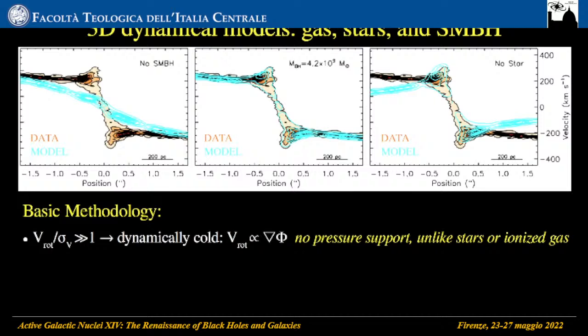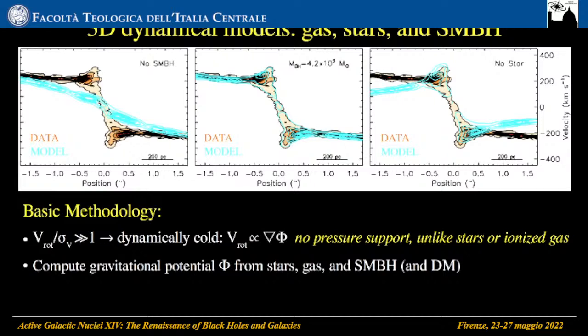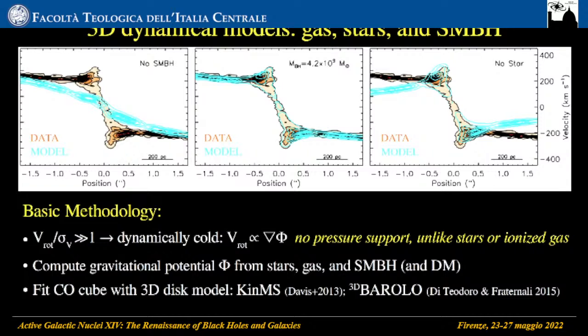And the only thing that we need to do is to compute the gravitational potential from the stars, the gas, and the black hole. In principle, we can also add a dark matter halo, but this is typically strongly subdominant in the nuclear parts of massive galaxies. And then we can make a fit to the CO cube using several software packages, for example, KinMS from Tim Davis or 3D Barolo from Di Teodoro and Fraternali.